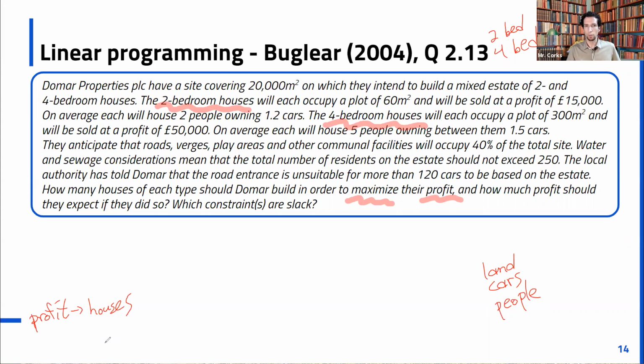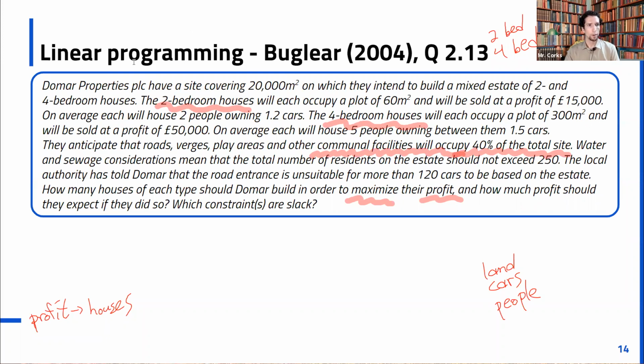One more key thing I notice: the percentage of the total site which is covered by communal facilities. Okay, so this 40% of the land for this construction project is going to be used for communal facilities. So basically not houses. 40% not available for houses. All right, let's do the formal stuff now and build all this out and see if we can turn this all into some math.